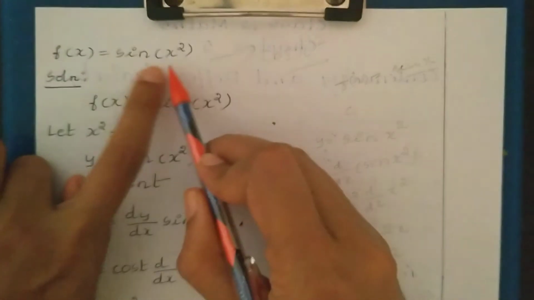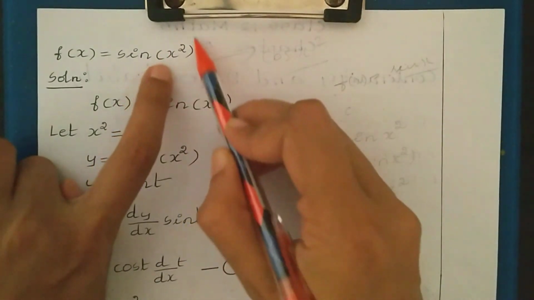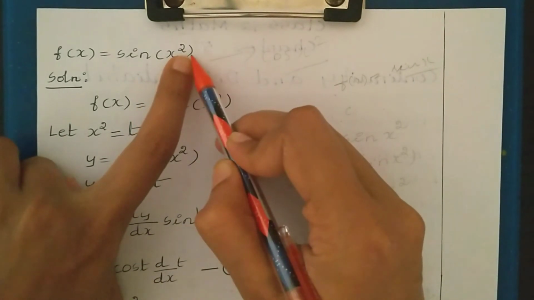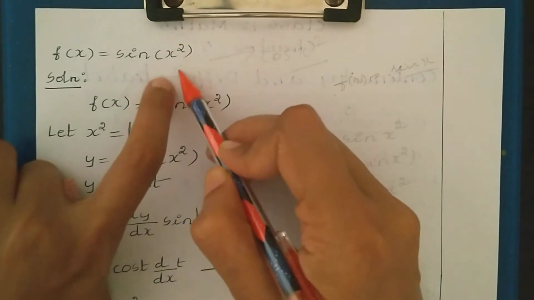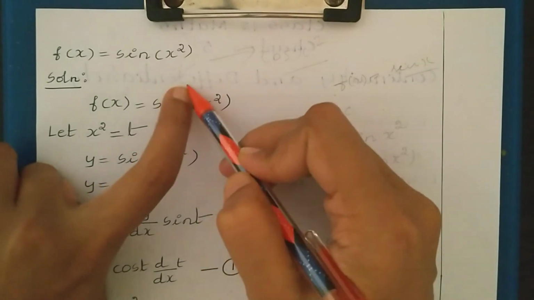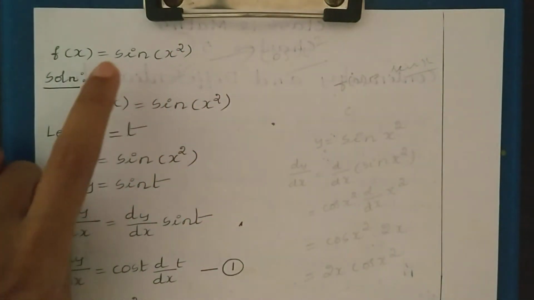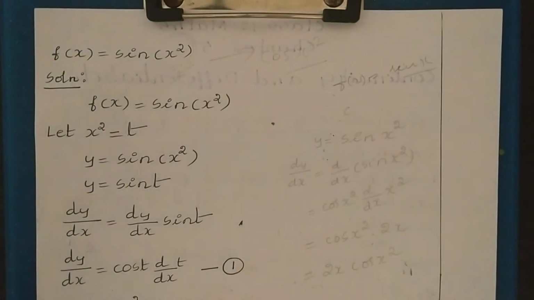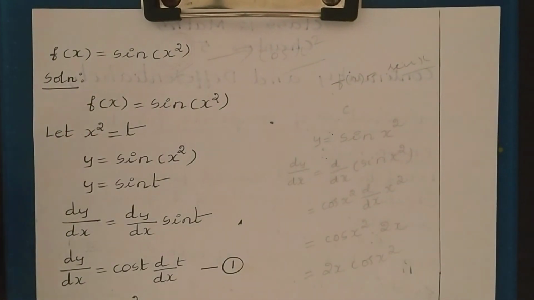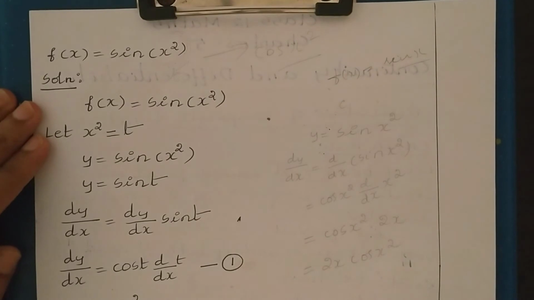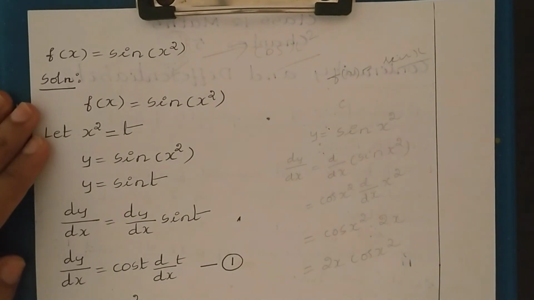We have sin x square and then again we have one more function x square. Suppose if you take this as a t value, then we have one function as sin t and another function as x square. So this is a composite function which is a combination of two functions. So now to find the differentiation of this, we need to apply the chain rule.